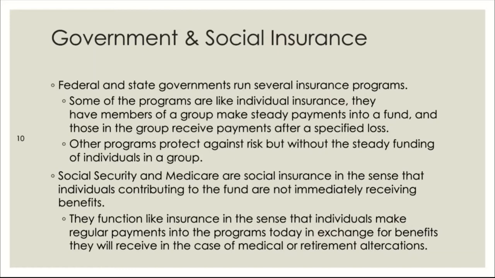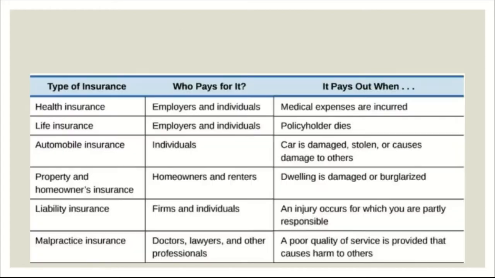Other programs protect against risk, but without the steady funding of individuals in a group. Social Security and Medicare are social insurance in the sense that the individuals contributing to the fund are not immediately receiving benefits. They function like insurance in the sense that individuals make regular payments into the programs today in exchange for the benefits they will receive in the case of medical or retirement alterations.